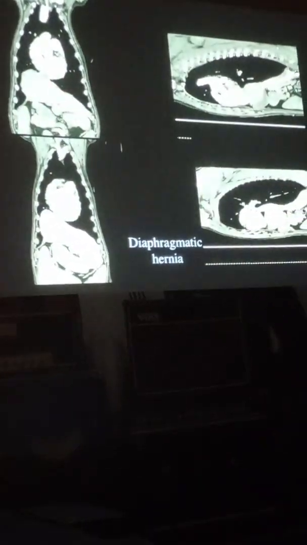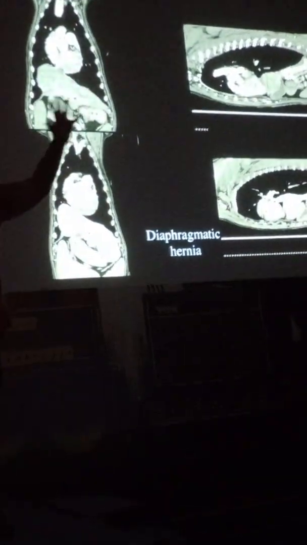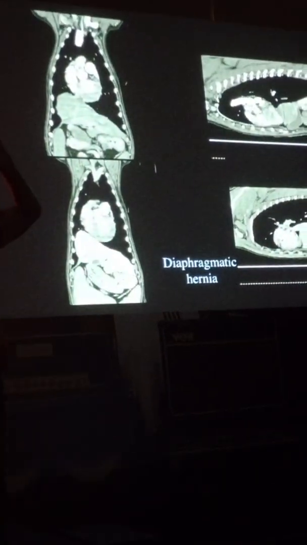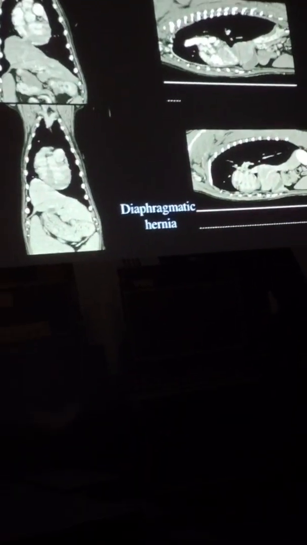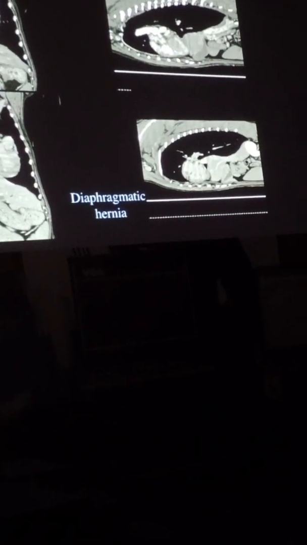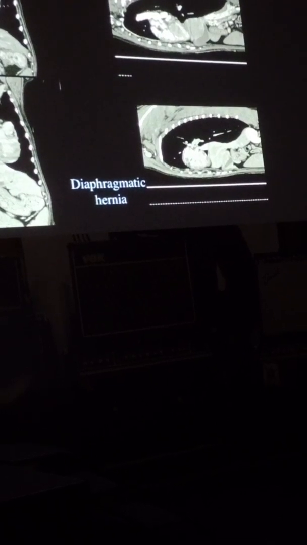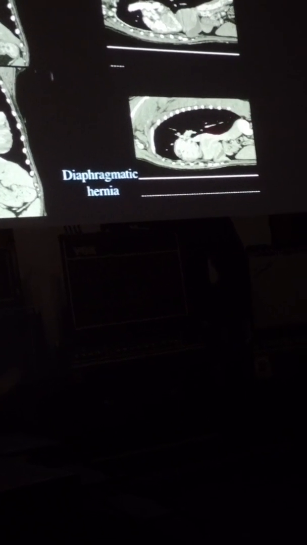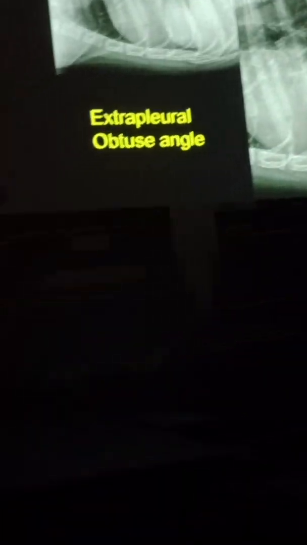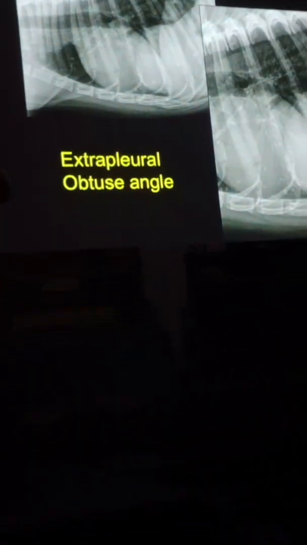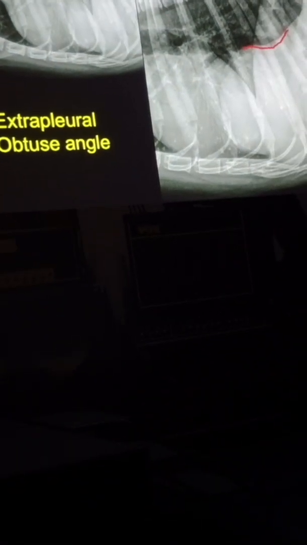But the important thing that I wanted you to learn, what's the take home? Number one, 3 different things that cause border effacement of the diaphragm. Number 2, see how we see that obtuse angle? That tells me it's extrapleural, whether it's from the chest wall or the diaphragm. So I just thought that was an interesting case.